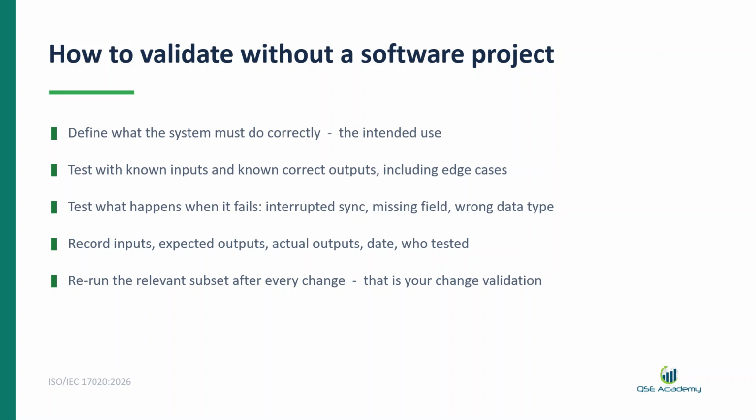3. Test the failure behavior: interrupt a sync, leave a mandatory field empty, enter text where a number belongs. What the system does when things go wrong is part of its suitability. 4. Record it properly. Inputs, expected outputs, actual outputs, the date, and who performed the test. That table is your validation record. 5. Keep it, because after every change you rerun the relevant subset, and that rerun is your change validation under 7.5.1. Build it once, and the ongoing cost is small.